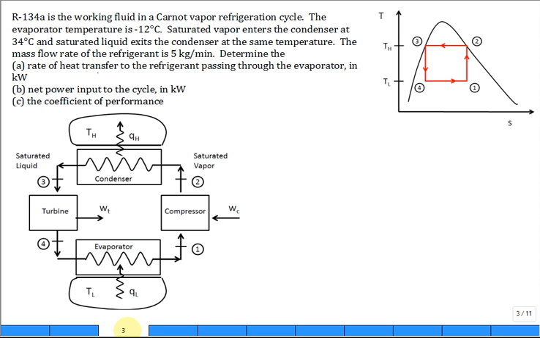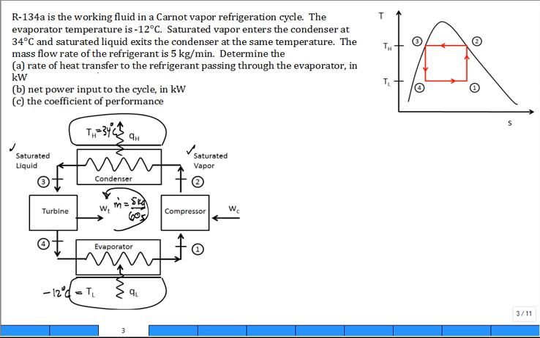Let's go ahead and solve a problem. So it says the refrigerant 134A is the working fluid of a Carnot vapor refrigeration cycle. The evaporator temperature is negative 12, so this T_L is negative 12 degrees C. Saturated vapor enters the condenser at 34 C, so T_H is 34 C. Saturated liquid exits the condenser at the same temperature. So saturated vapor, saturated liquid. The mass flow rate is m dot equal to 5 kilograms per 60 seconds. So 5 kilograms per minute.